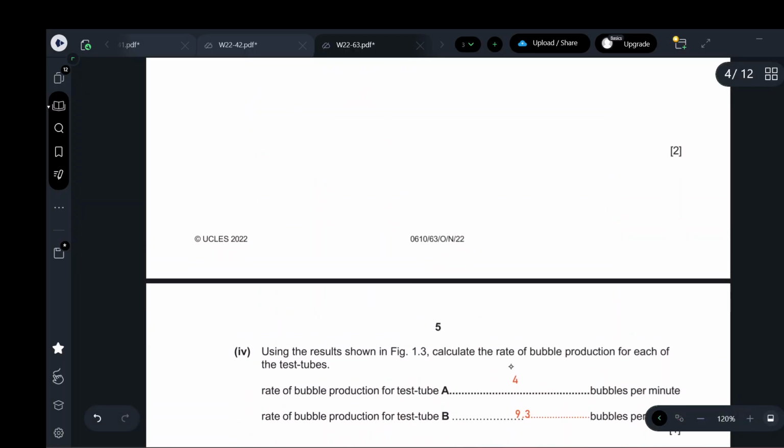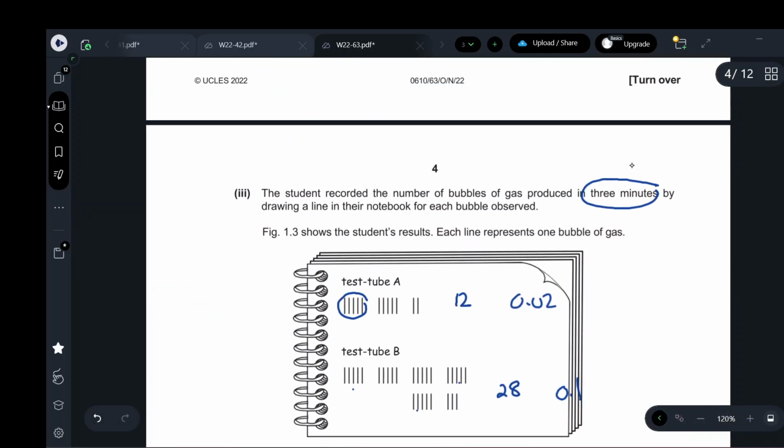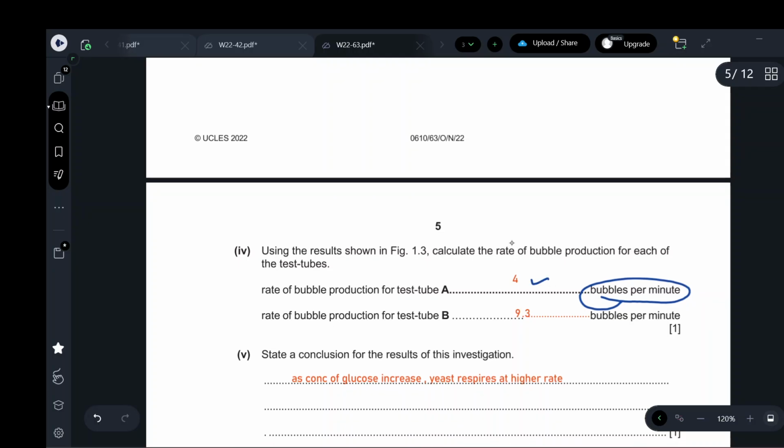Using the results, calculate the rate per minute, bubbles per minute. Now we said that he counted the bubbles in 3 minutes. So if I want to get the rate per minute, I will divide 12 by 3. It will be 4 bubbles per minute. 28 by 3, it will be 9.83 bubbles per minute.